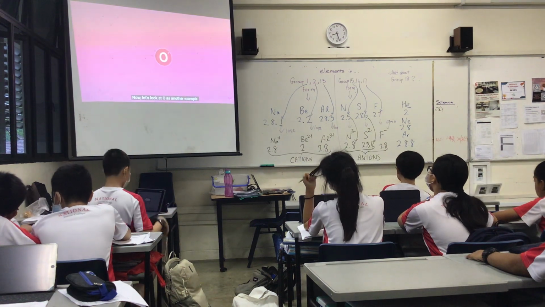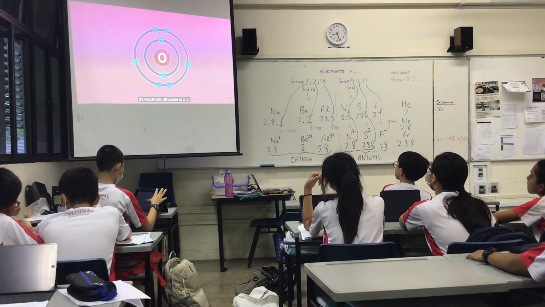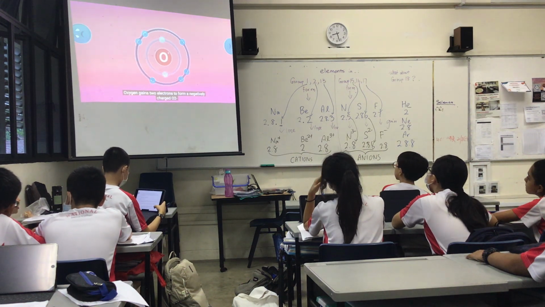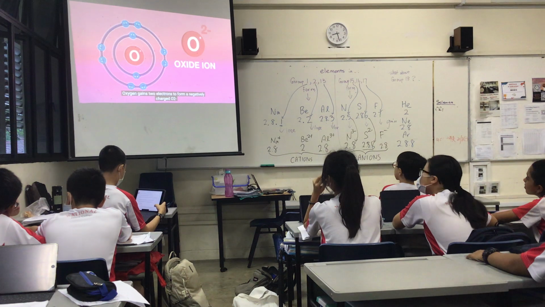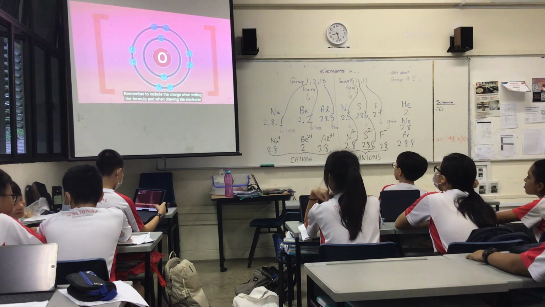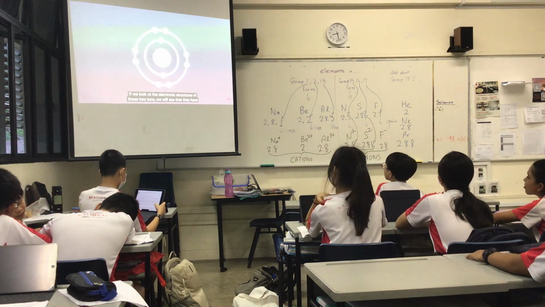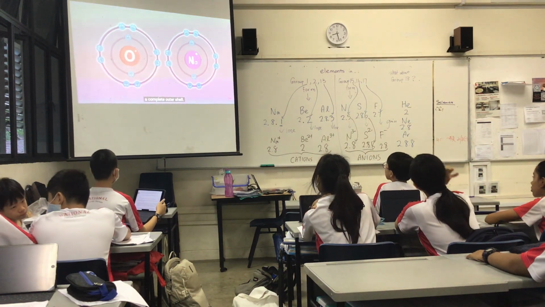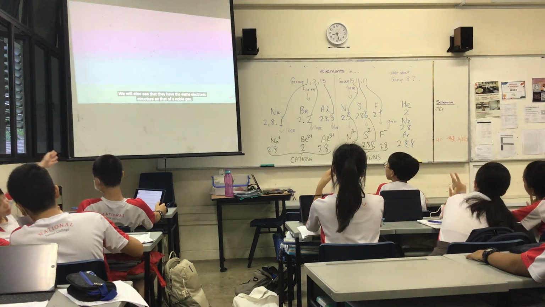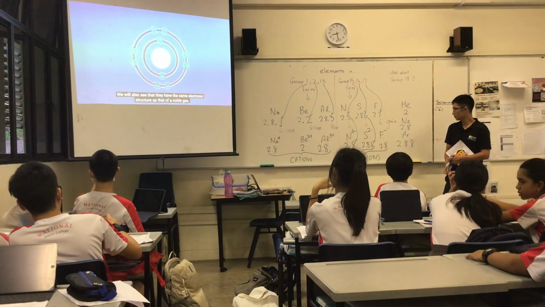Now, let's look at oxygen as another example. Its electronic structure is 2 and 6. Therefore, there are 6 electrons in its valence shell. Oxygen gains 2 electrons to form a negatively charged oxide ion. Remember to include the charge when writing the symbol and when drawing the electronic structure. If we look at the electronic structure of these 2 ions, we will see that they have a complete outer shell. We will also see that they have the same electronic structure as that of a noble gas. The sodium ion and the oxide ion have the same electronic structure as the neon atom.